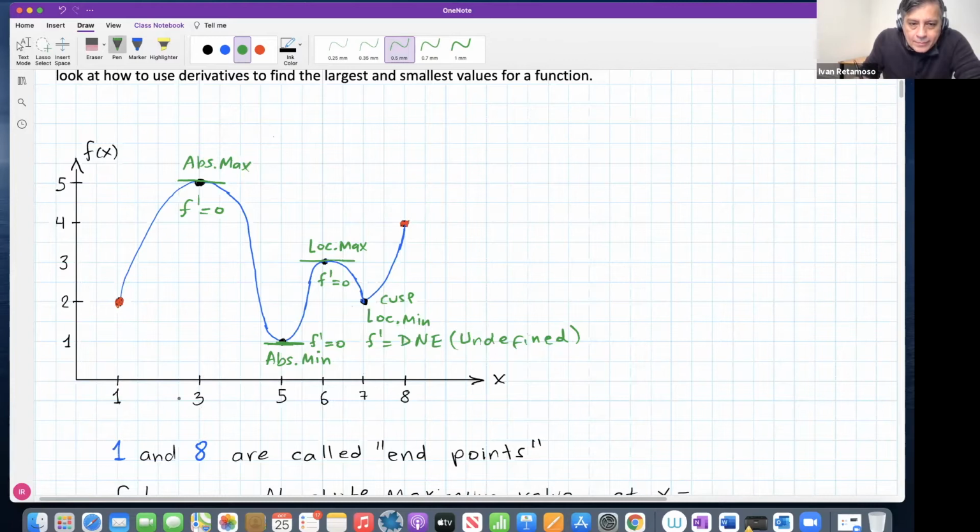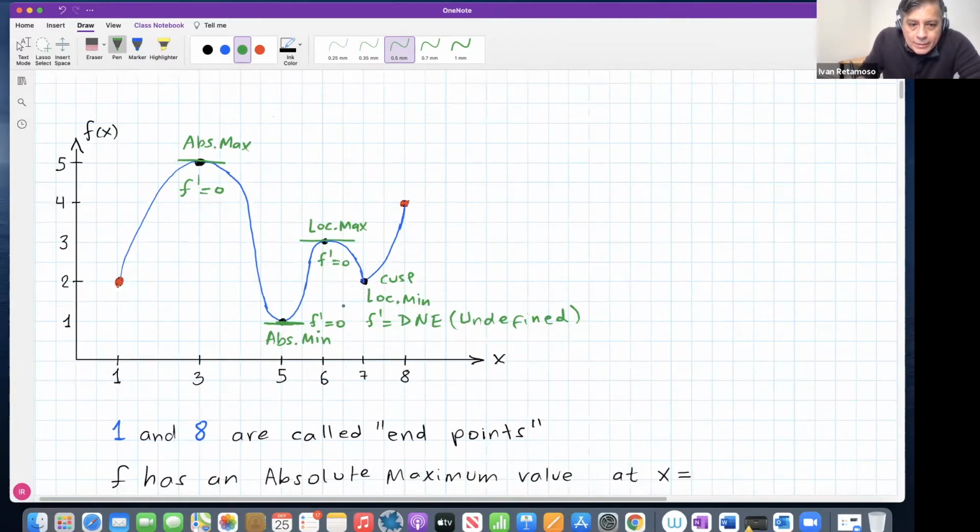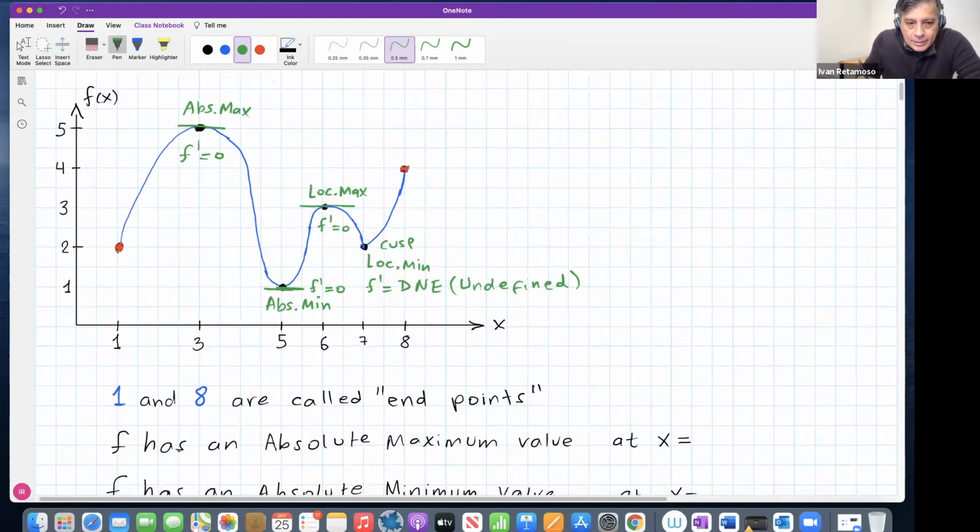So now mathematicians describe points 1 and 8 as endpoints. We explained that. But also, since these points are important, they are going to say mathematically the following. The function f has an absolute maximum, the highest of all the output values here, 5, as you can see, the output value 5 at x equals 3. At x equals 3, the actual maximum value is 5, but it occurs at x equals 3. So that's how they say it.